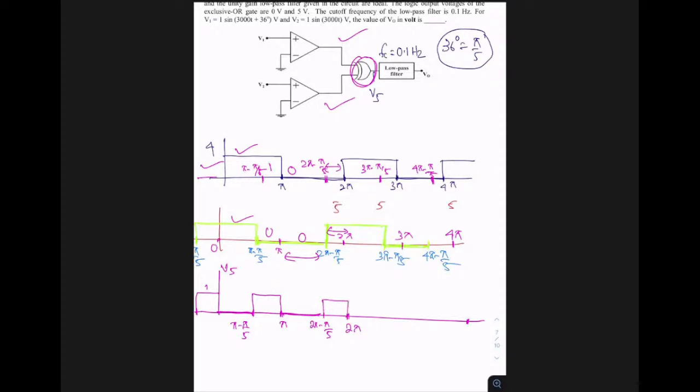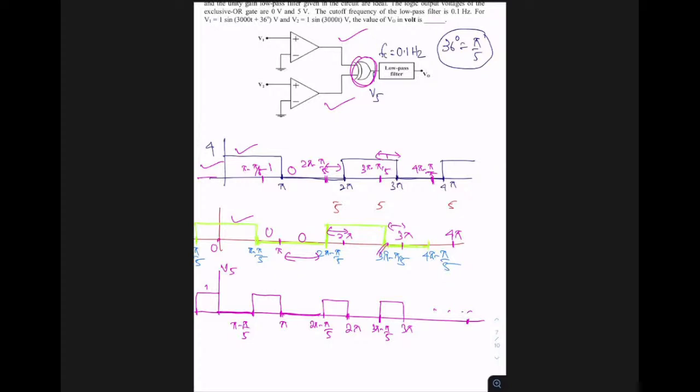Again, between 2 pi minus pi by 5 till 3 pi minus pi by 5, you can see 1 XOR 1 is 0. This point is your 3 pi minus pi by 5. Again, between 3 pi minus pi by 5 to 3 pi, this gap I'm speaking about, this is 1 and this is 0. So 1 XOR 0 is again 1. This will continue like this till 3 pi, and so on and so forth.